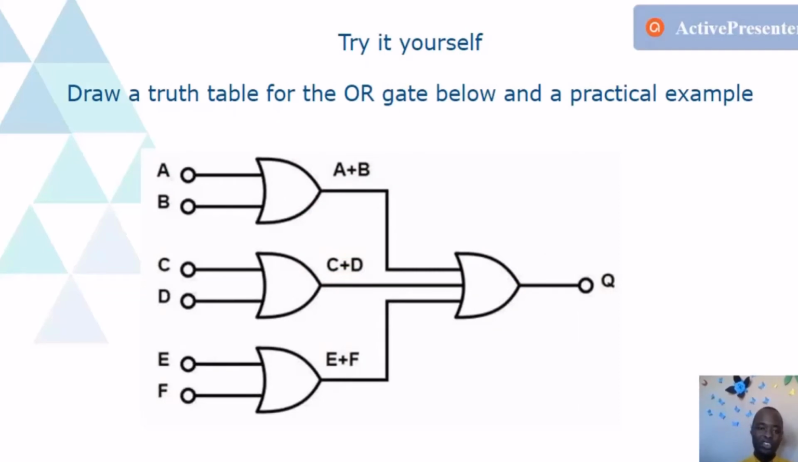Now I will leave you with a homework or a classwork. Try and do this yourself. Try and draw a truth table for the OR gate below and a practical example for it. Look, you see it has A, B, C, D, E, F. All these are our inputs, and we have our final output as Q here.